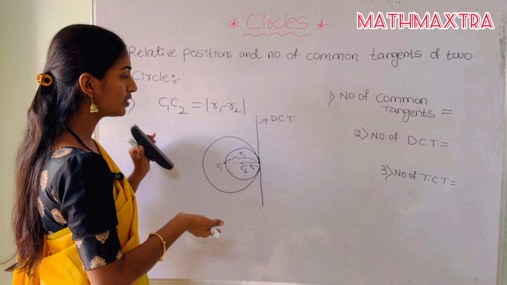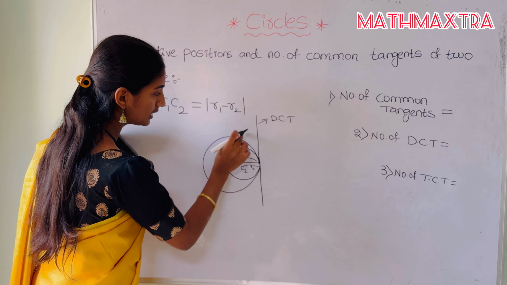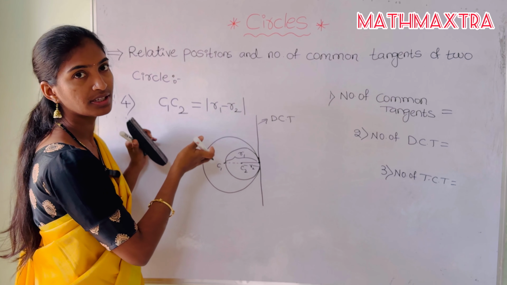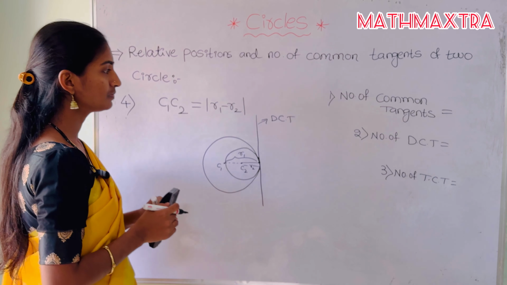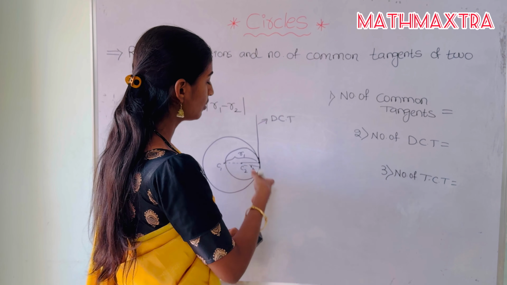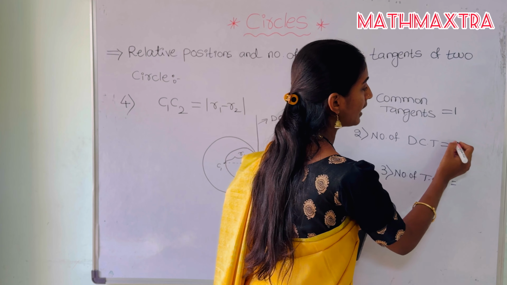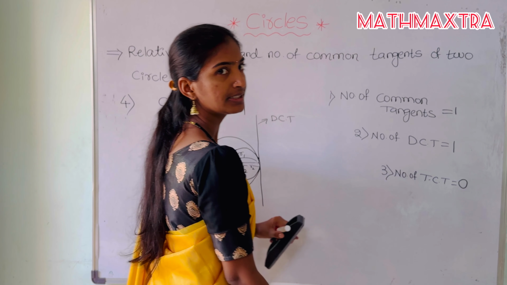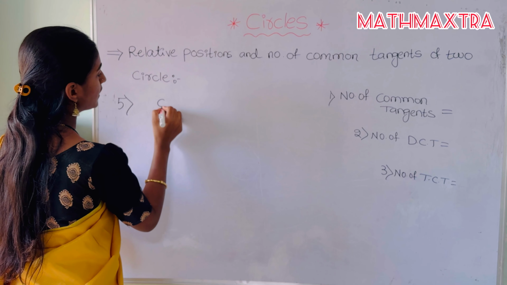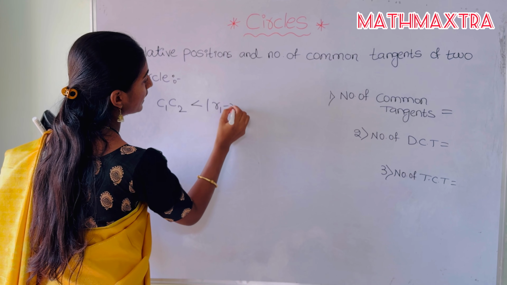So, is there any other possibility to draw a common tangent? See, if you try to draw a tangent here, it will not be a tangent to the big circle. So, this is the only possibility. How many common tangents? Only one common tangent we can draw, and that common tangent is also a direct common tangent, and we cannot draw any transverse common tangent. Yes.